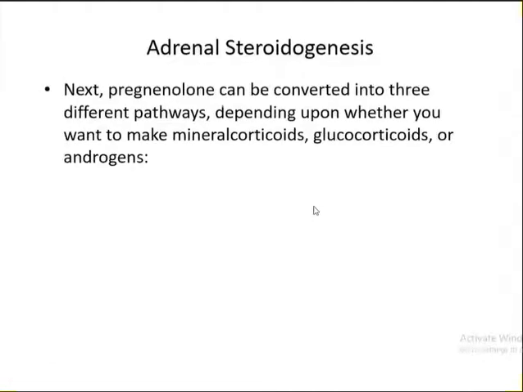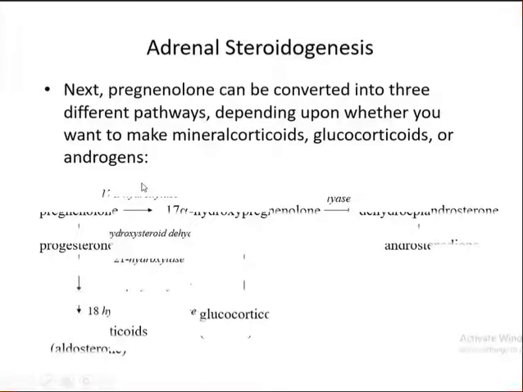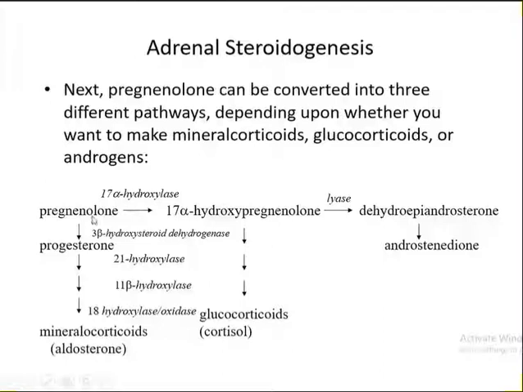Next, pregnenolone can be converted into three different pathways depending upon whether you want to make mineralocorticoids, glucocorticoids, or androgens. But we are now mainly concerned with androgens. Pregnenolone is converted into 17 alpha hydroxypregnenolone. Then a lyase enzyme produces dehydroepiandrosterone, then androstenedione. From androstenedione, three hormones are formed: estrone, testosterone, and estradiol. This is the route we are mainly concerned with here.